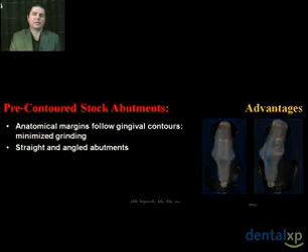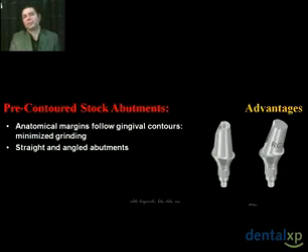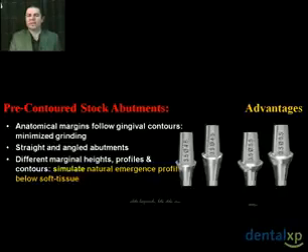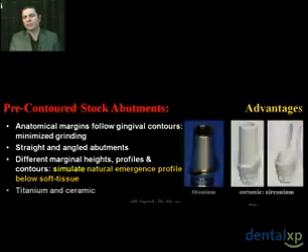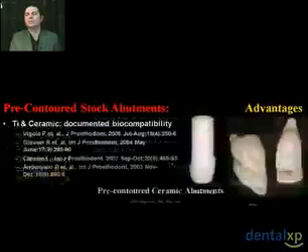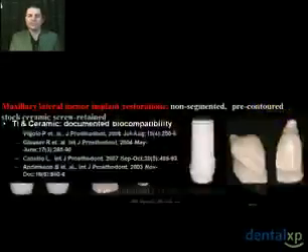Other advantages is that with most manufacturers, these components come in straight and angled abutments. They have different marginal heights, different profiles, different contours to simulate that natural emergence profile below the soft tissue. And they come in different materials, titanium and ceramic, all of which have documented biocompatibility.